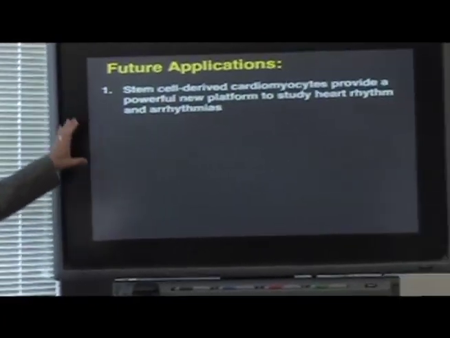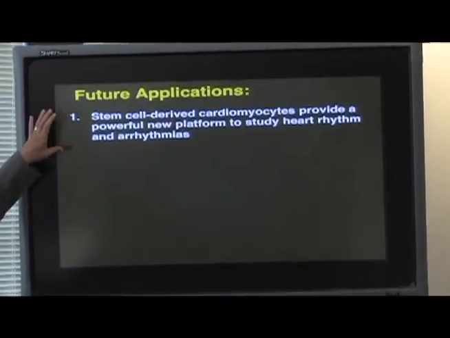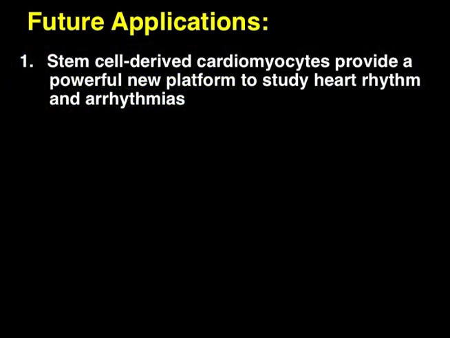So in closing, sort of the future applications, from the basic science point of view, stem cell-derived myocytes will provide a powerful new platform just to study how heart rhythm happens. This is a process that happens every day to you thousands and thousands of times, but we don't understand the basic mechanism of how it happens. And we can get basic scientists, computational scientists, people like that involved in this exciting process.